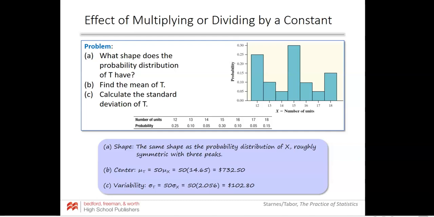Find the mean. So the old mean was 14.65. So the new mean would be 14.65 times 50. The old standard deviation was 2.056. We're going to multiply that. So multiplication does affect standard deviation. So you're going to multiply it by 50 to get 102.80.